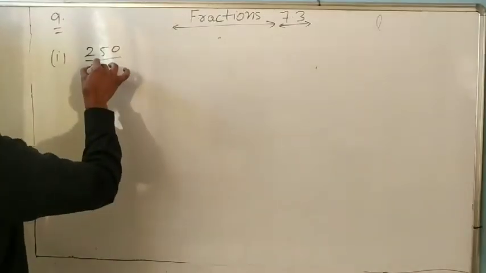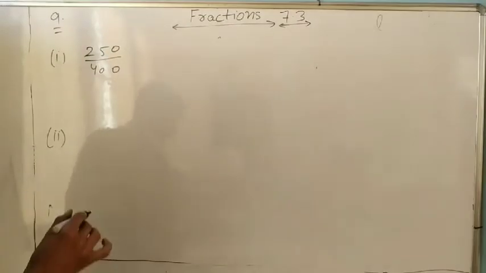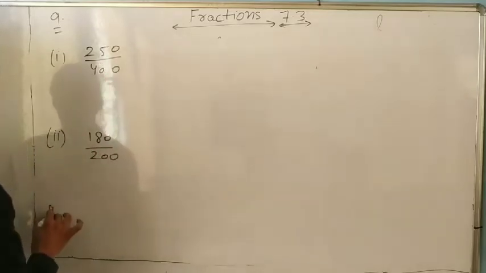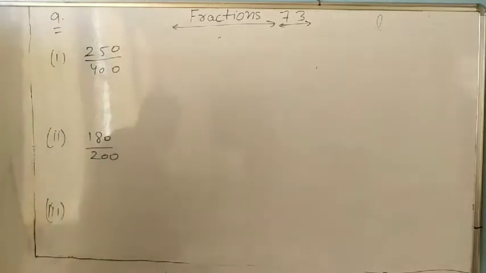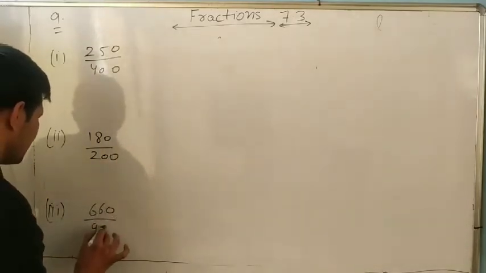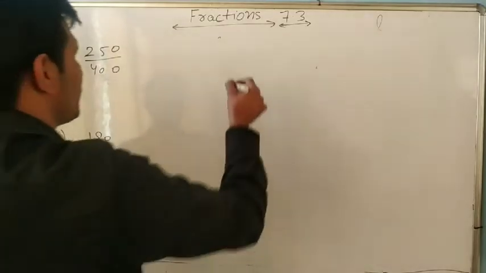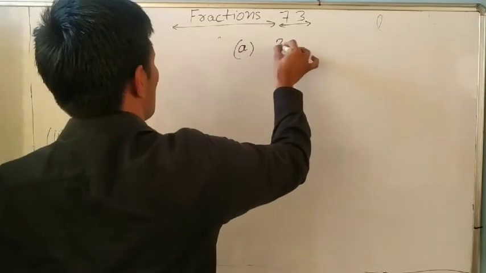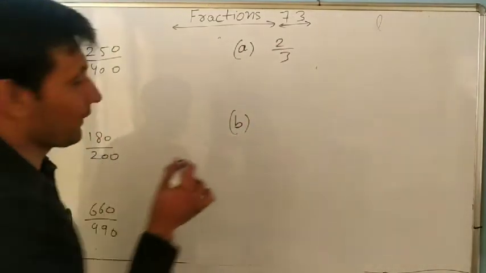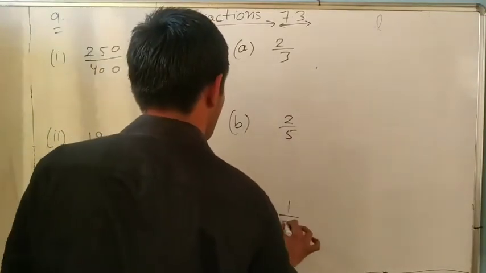First is 250 divided by 400. B part is 180 by 200. Third is 660 by 990. Okay, I am taking only 3. Rest you do yourself. A is 2 by 3, B is 2 by 5, and C is 1 by 2.